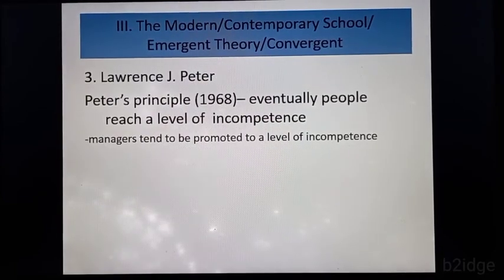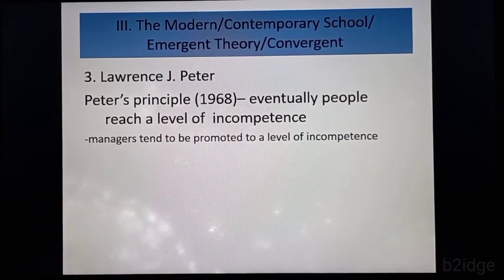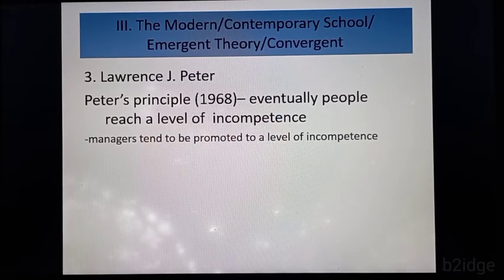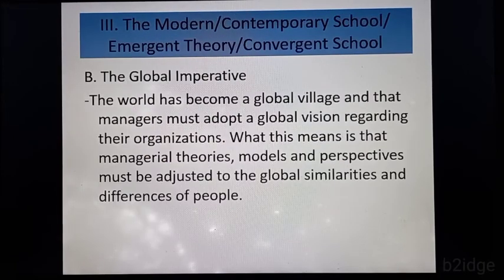And then we have Lawrence J. Peter. He has this Peter Principle, which was developed in 1968. It presupposes that eventually people will reach a level of incompetence. Managers tend to be promoted to a level of incompetence according to this principle.